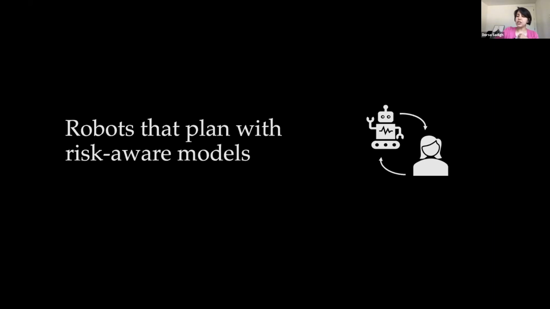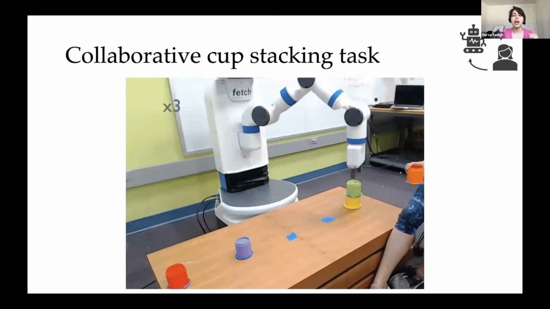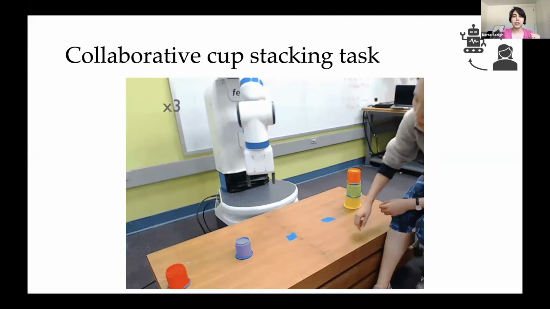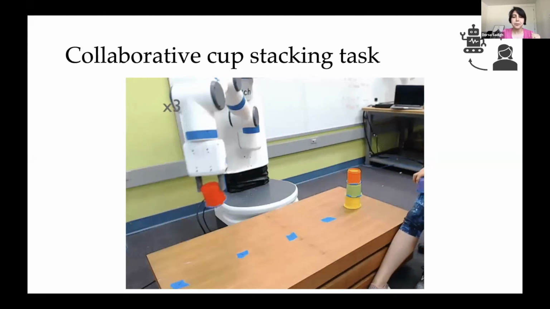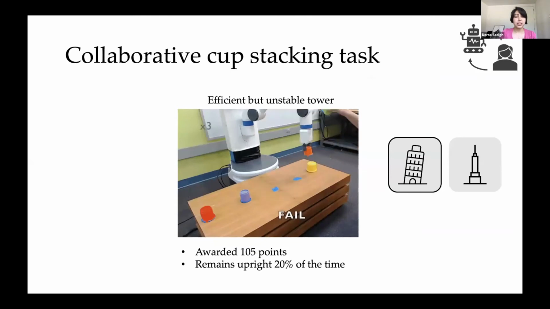And just to quickly show you how this would look like in practice, I'm showing just one simple example where we have a robot and a human coordinating with each other on a simple block stacking task. Okay, so in this setting, I have a human and robot putting blocks on top of each other and building towers. And they have two options. They can either go and build an efficient but unstable tower. This is kind of like the Tower of Pisa.